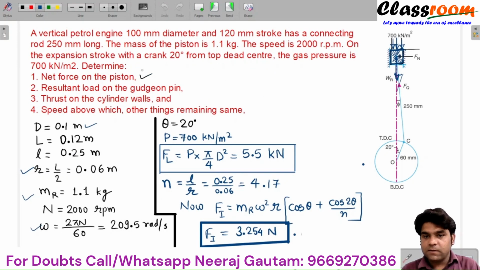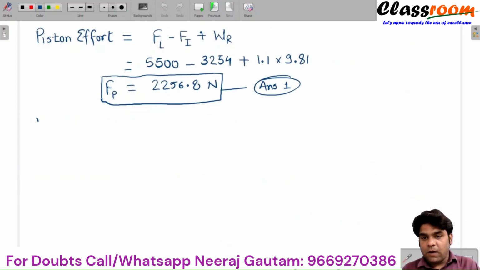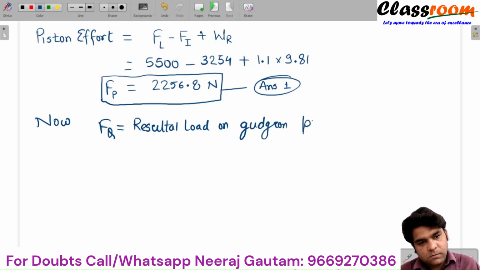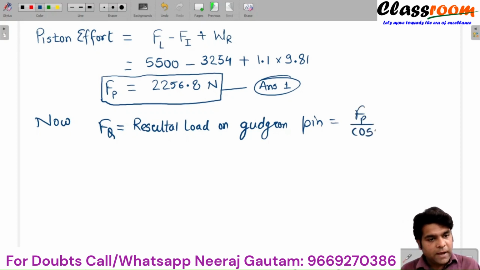So one is the net force of the friction we have to calculate. The resultant load on the gudgeon pin. The resultant load on the gudgeon pin is the force acting along the connecting rod. That is Fq. Now, Fq is equal to the resultant load on the gudgeon pin, which is given by Fp by cos of phi.